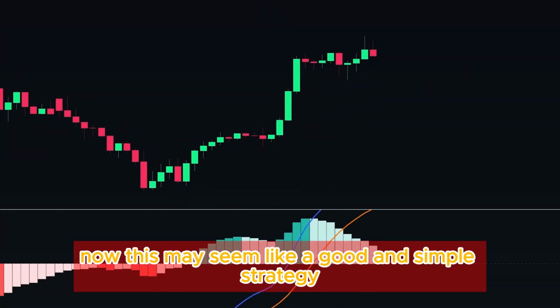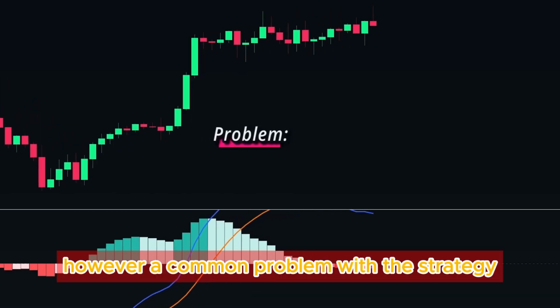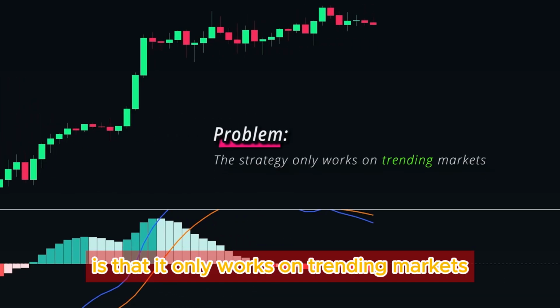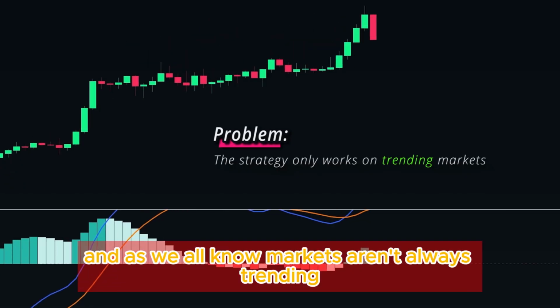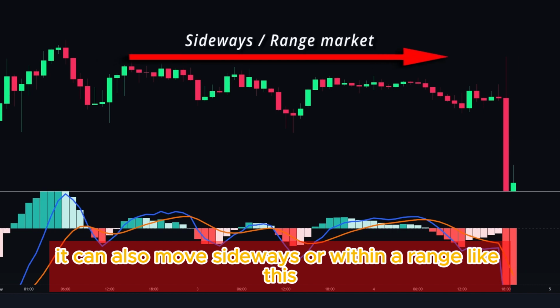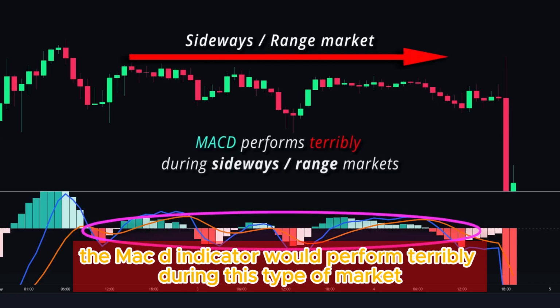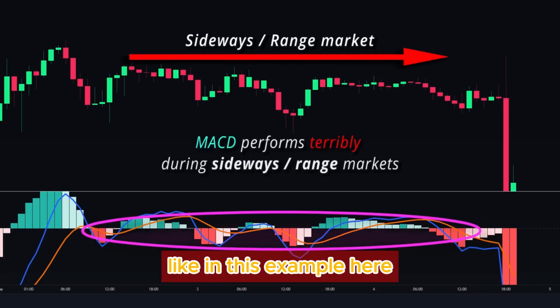Now, this may seem like a good and simple strategy. However, a common problem with the strategy is that it only works on trending markets. And as we all know, markets aren't always trending. It can also move sideways or within a range like this. And because of that, the MACD indicator would perform terribly during this type of market, like in this example here.